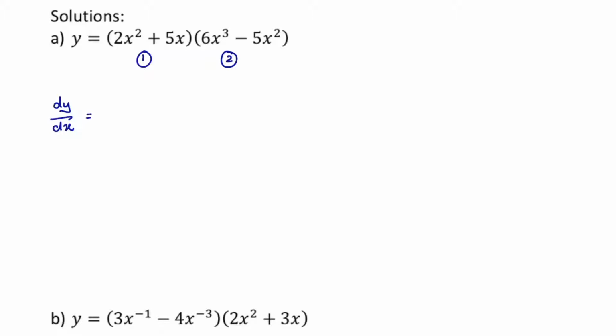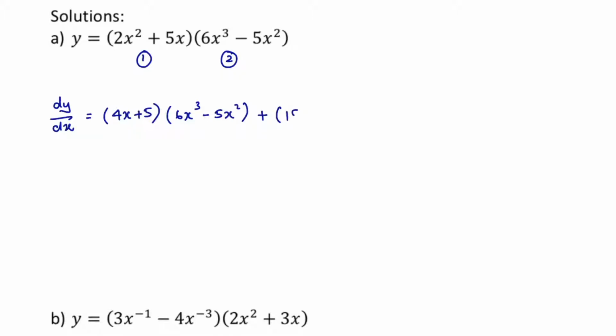we will have differentiate the first, which is 2x squared plus 5x. If you differentiate this, put it in the first bracket, so it will be 4x plus 5. Multiply to the second bracket. All we do is just need to copy down. There's nothing for us to do. Okay, plus differentiate the second.